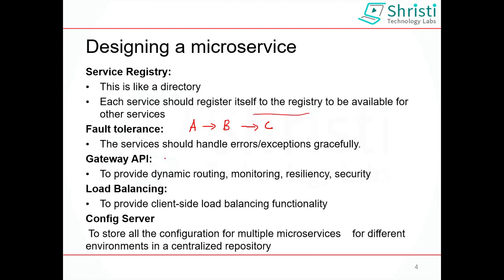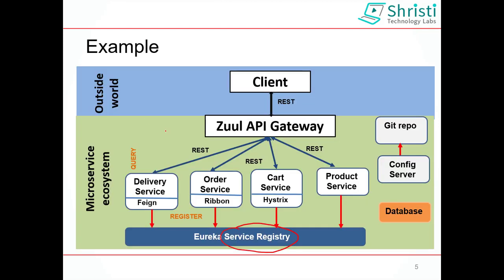The next one is Gateway API. The purpose of Gateway API is to provide dynamic routing, monitoring, security and resiliency. Let me just explain this with an example. When we talk about a microservice, it is nothing but one single application divided into multiple services. So the whole thing is going to be your microservice ecosystem. Whenever the client wants to connect to the application, instead of connecting to the application directly, you are going to have a Gateway API. The Gateway API is responsible for connecting the client to the backend microservice.